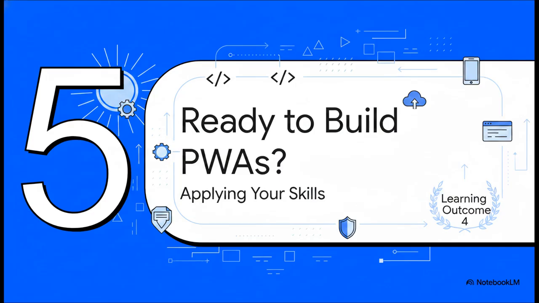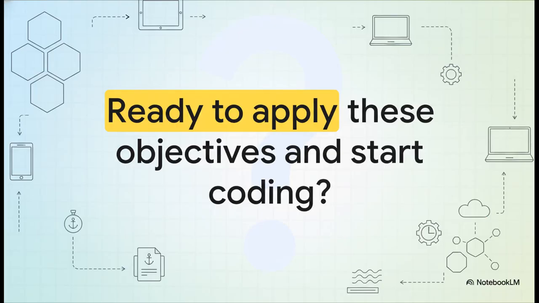Finally, part 5, ready to build PWAs? Let's bring it all together. We've explored why a mobile-first philosophy and continuous responsiveness are so essential. We've highlighted the absolute need to identify real performance optimizations. We've defined and configured that manifest file to give your app its native identity. And of course, we've described and implemented those powerful background service workers that make offline functionality a reality.